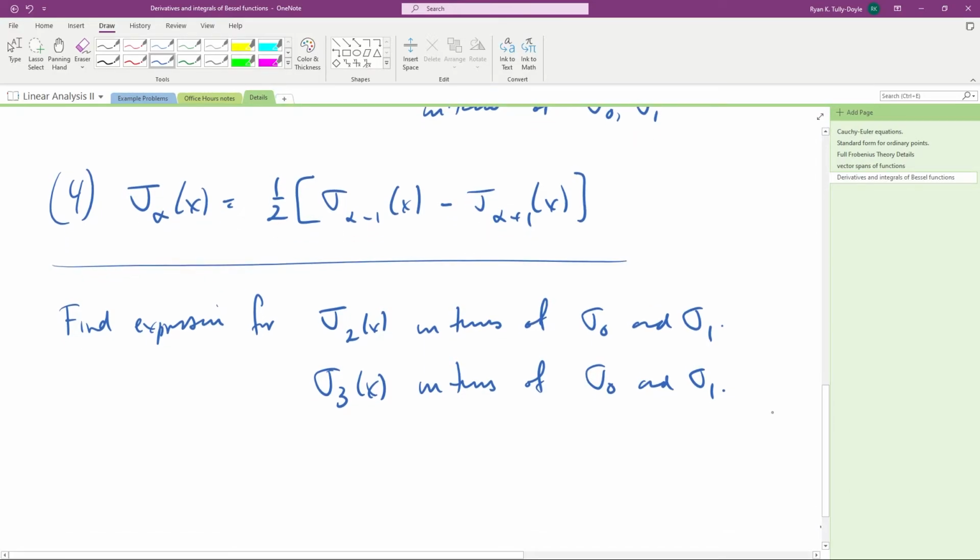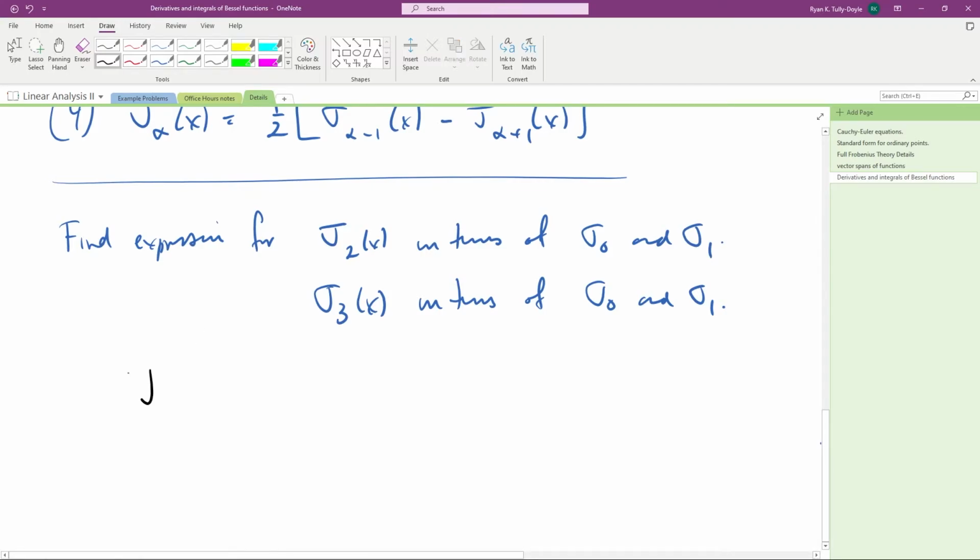So we're just going to use our computational formulas to do that. The expansion of J2 of x, if I use the formula, if this thing right here is alpha plus 1, then I write 2 over x times alpha, which in this case is 1, times the reduction of an order, which gets us down to J1 of x minus J0 of x.